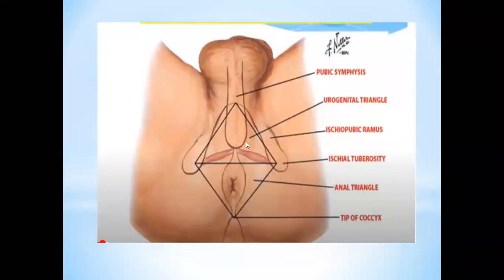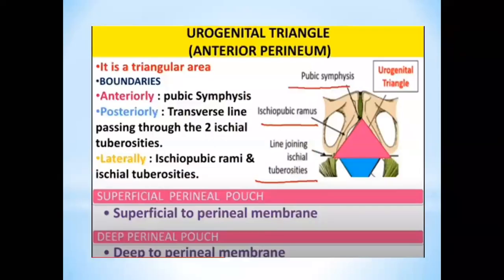So if we look here, this is the anal triangle in the posterior part, and this is the urogenital triangle anteriorly. Now, what is this urogenital triangle? It's the part which is in the anterior part of the perineum. It's a triangular area, as you can see here, the pink one, and it has boundaries. Anteriorly, it is formed by the pubic symphysis. Posteriorly, it is formed by a line passing through the two ischial tuberosities. In between the two ischial tuberosities is the posterior part of the urogenital triangle.